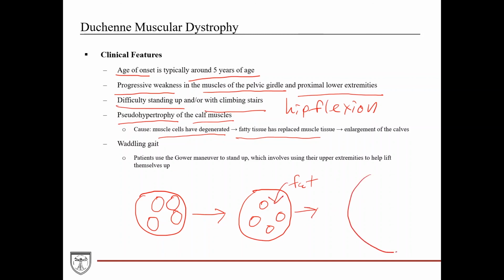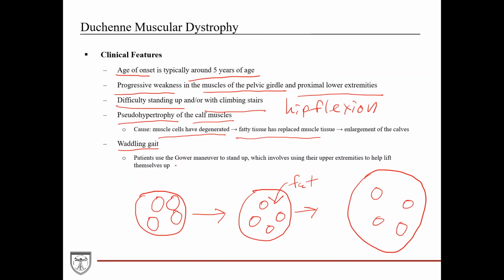And so fat's going to take up a lot of space. And so what's going to happen is you're going to see enlargement of the muscle, but as far as the muscle fibers go, they're still going to be smaller and degenerated. And so it's, as we say, a pseudo-hypertrophy, because it's enlarged, but it's not due to increased size of the muscle cells themselves. The other thing patients will present with is a waddling gait.